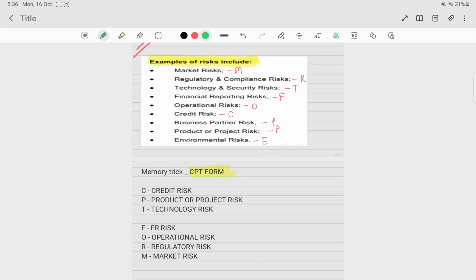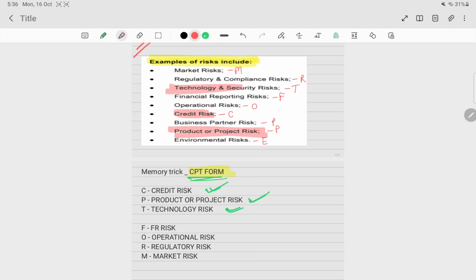Types of risk, there are so many risks, but you can easily remember with a memory trick, that is CPT form. CPT, that is the CA Inter form. C goes for credit risk. These risks are very easy to recall. Credit risk. P for product or project risk. T for technology risk. So CPT. C goes for credit risk. P goes for product or project risk. T goes for technology risk.